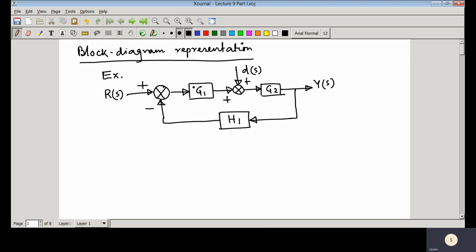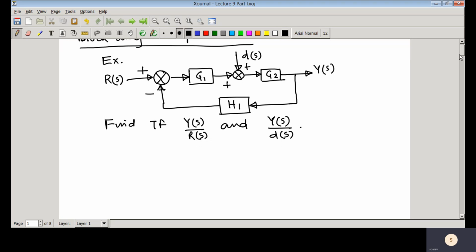So now your objective is to find the transfer function Y(s) by R(s) and Y(s) by D(s). In this particular case, instead of deriving all the algebraic relationships, we will just write the transfer function by looking at the forward path transfer function and that feedback path transfer function. So let us see first.